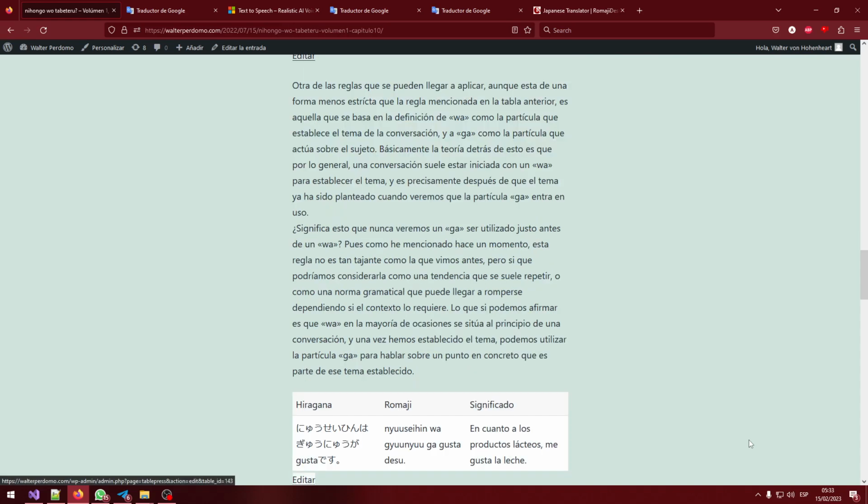Okay, here's a sentence. This sentence here is a good example where wa established the topic. So among this topic, we could talk about something related to that topic. For example, I have here 乳製品は, the topic is lactose products.